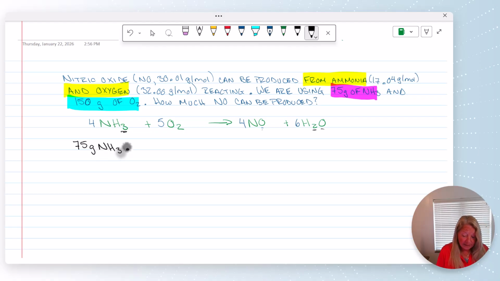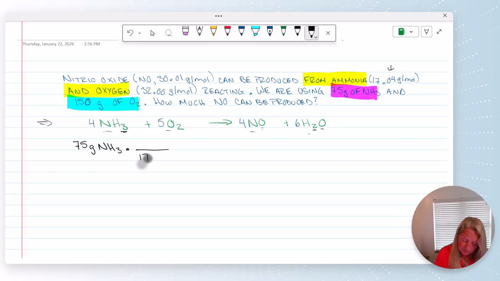Now, remember I said the only way we can use the stoichiometry, because remember that says 4 moles of ammonia are reacting with 5 moles of oxygen to produce 4 moles of nitrogen and 6 moles of water. That's what those coefficients are telling us. So I have 75 grams of something. I've got to get it into moles of something. The only way to do that is by using its molecular mass. And I gave that to you. There's the molecular mass of ammonia. So I need the grams to go away.